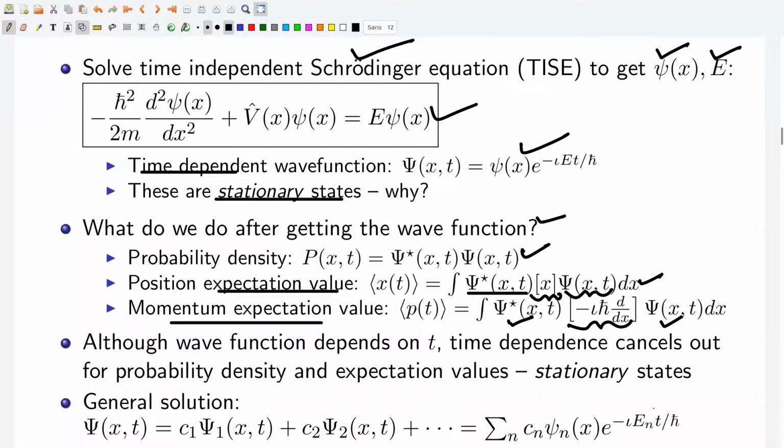Now note that although the wave function depends on time, if you calculate the probability density or the expectation values, then this part, e to the power minus iEt/ħ, cancels out because I have ψ* and ψ. That will cancel out the time dependent part, and that is why these are stationary states.